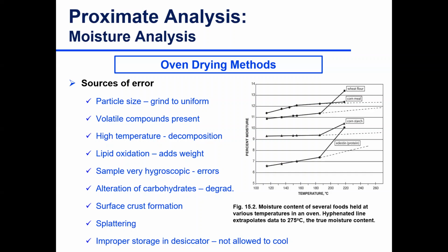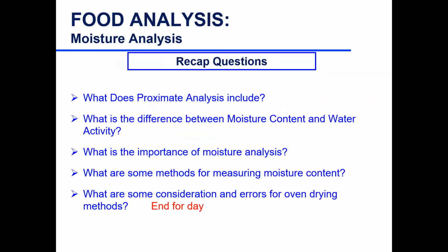So: alteration and degradation of carbohydrates, surface crust formation, splattering on the pan, improper storage, not allowing it to cool adequately before it goes in the ovens, and so on. Again, a lot of opportunities for error. And like I say, you basically pay attention to how you're told to run the methodology for that specific product.